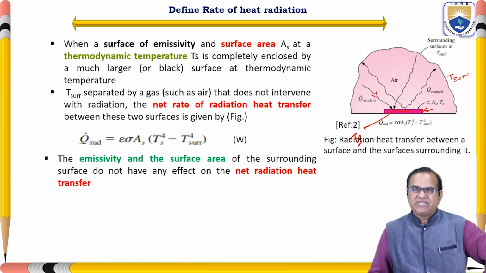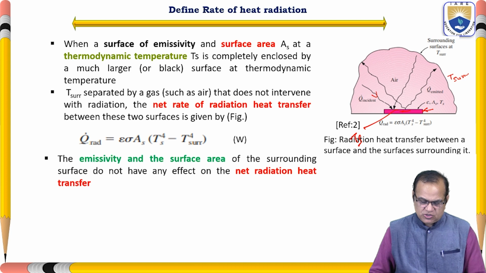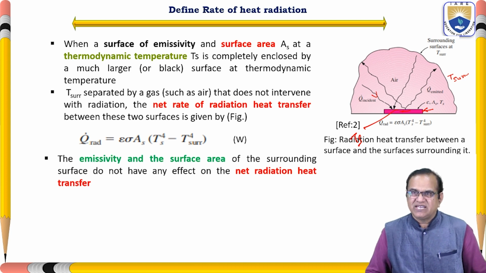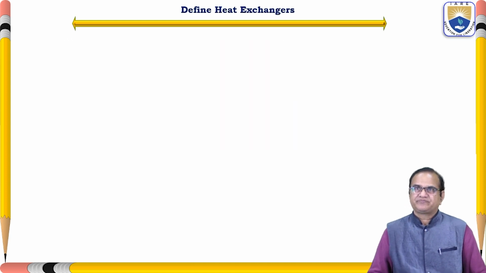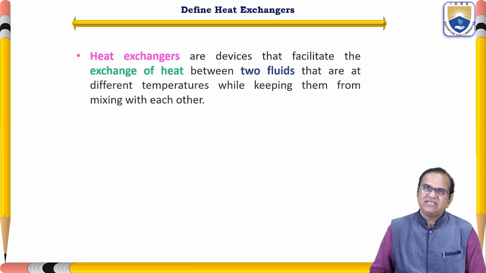The emissivity and the surface area of the surrounding surface do not have any effect on the net radiation heat transfer. Now what is the heat exchanger?